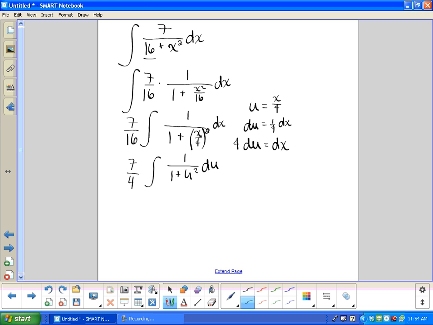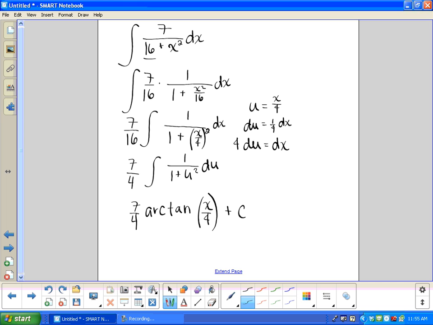So once you get here, you just integrate. 15 steps of algebra, 1 step of calculus. That's always how it works. And then this would be arctangent of u. So I'm just going to go ahead, so I don't have to write it down twice, and plug in my u. And then, of course, you need your c.